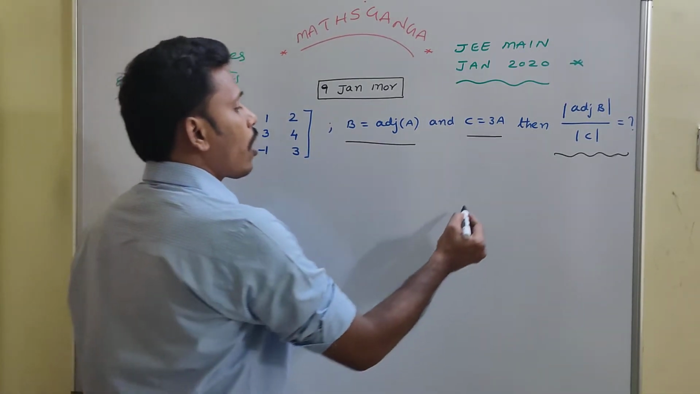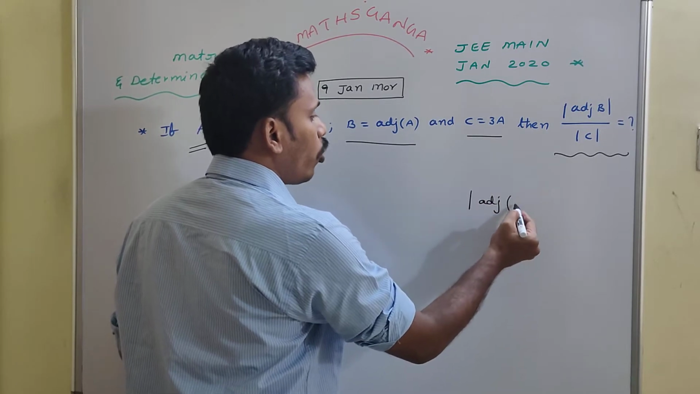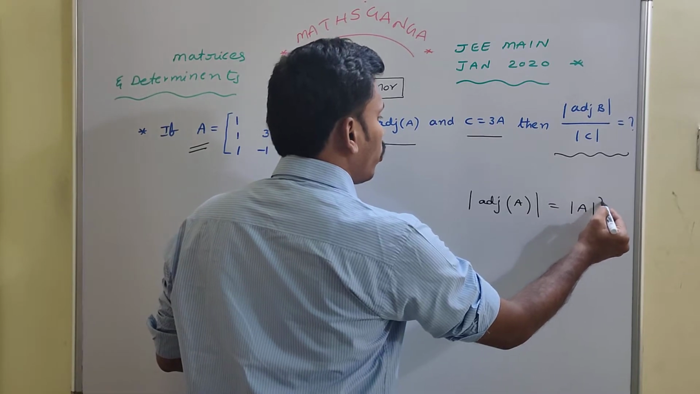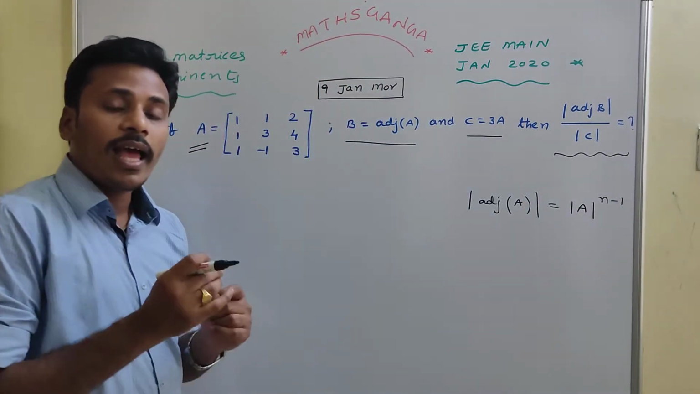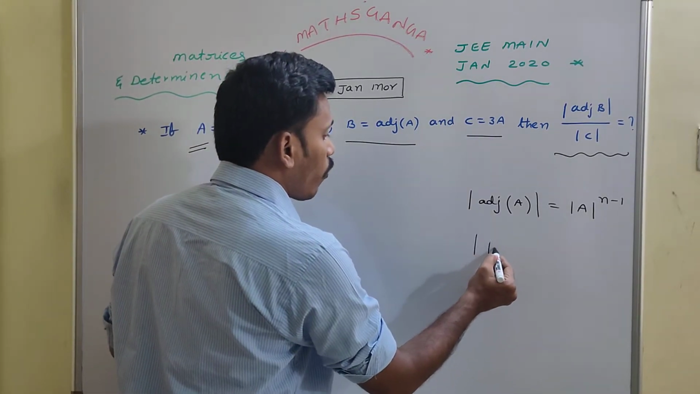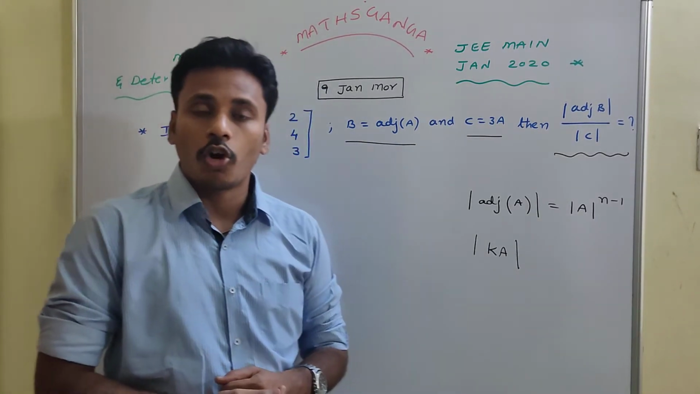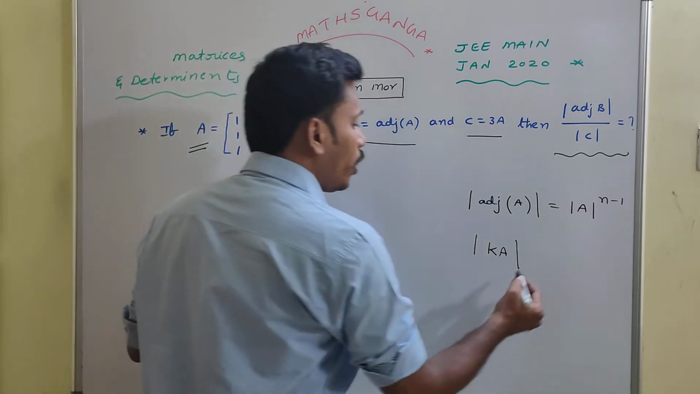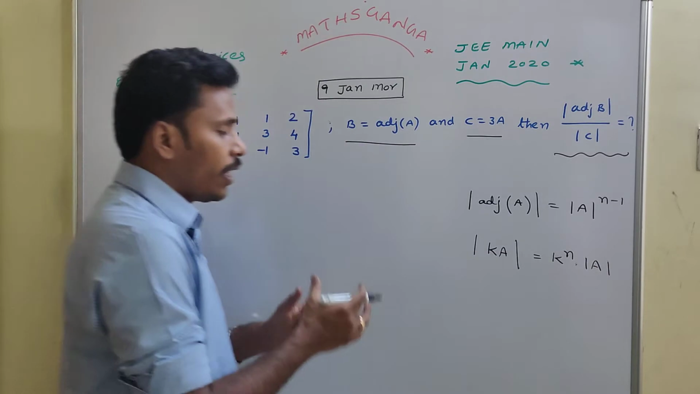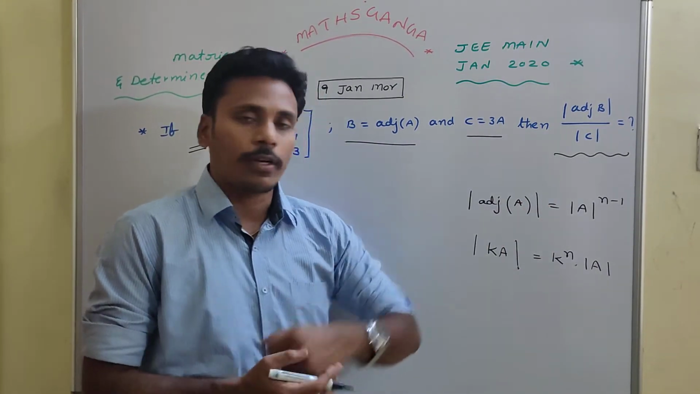We are already very familiar that the determinant of the adjoint of a matrix A is equal to determinant of A to the power n minus 1, where n is the order of the matrix. And one more thing: if you multiply the matrix A with a constant K, the determinant of K into A is equal to K to the power n into determinant of A. These are the things we already have with us. So use these to find that particular value.